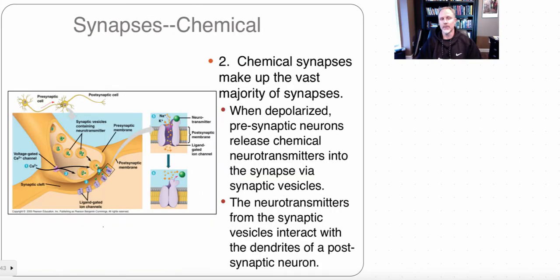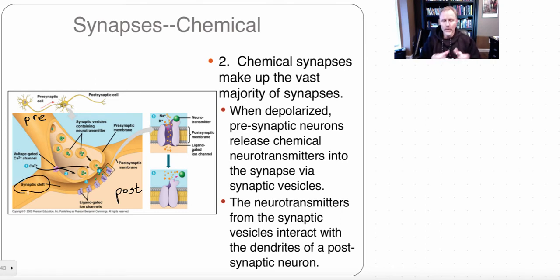Okay. Now the chemical synapses are the ones that you probably talked about in your psych class, and the one that we went over in class. This is the vast majority of the synapses that you have. You have a depolarization of a presynaptic neuron. This would be where the information is coming from. This is the presynaptic neuron, and then this would be the postsynaptic, or after the synapse. And this is the synaptic cleft. This is where the synapse is actually occurring.